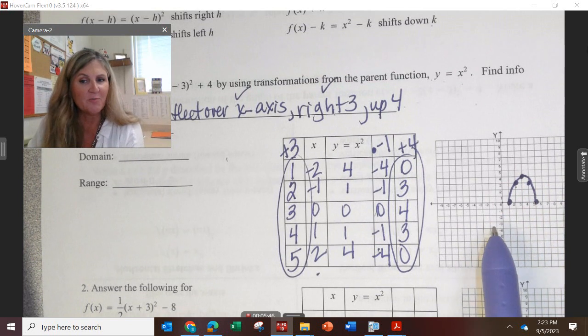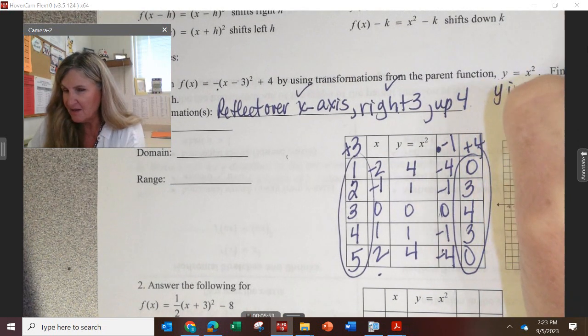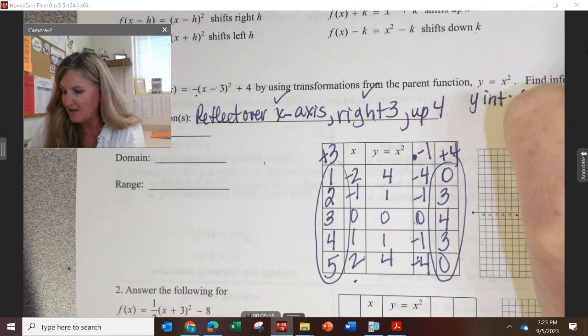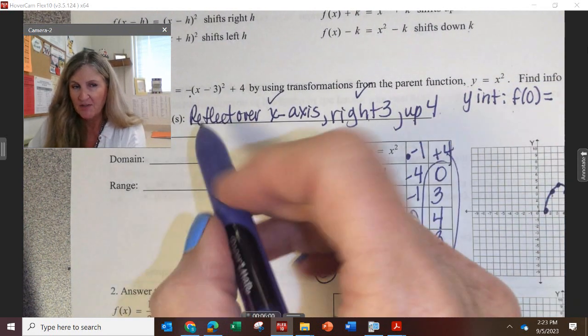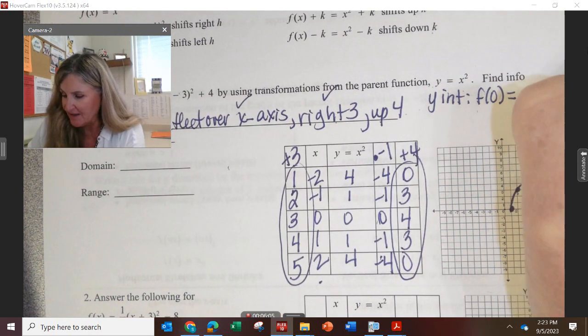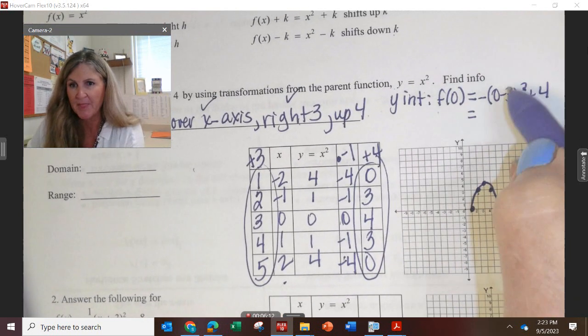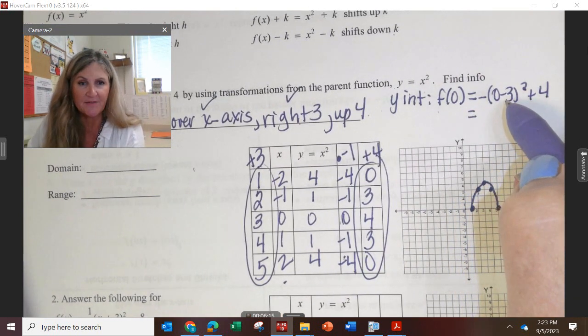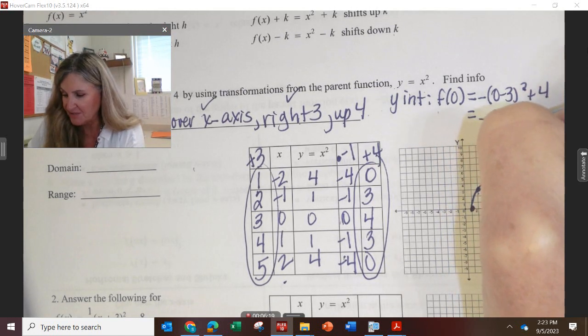Now, it's often helpful to find the y-intercept too. If I want to find a y-intercept, I'm going to have to do f of 0. So that means let x equal 0. So I'm going to rewrite this whole function, but I'm going to plug in 0 for x. So I'm going to have negative 0 minus 3 squared plus 4. 0 minus 3 is negative 3, squared is 9, but I have to make it negative 9 plus 4.